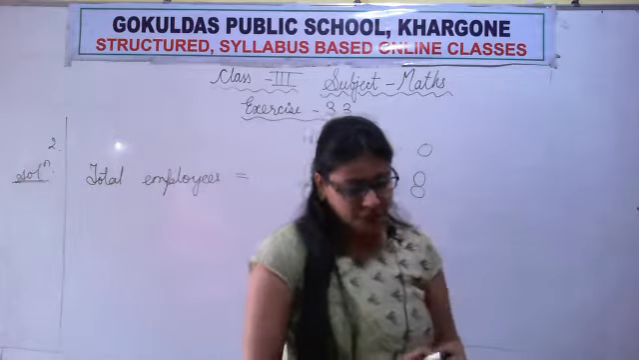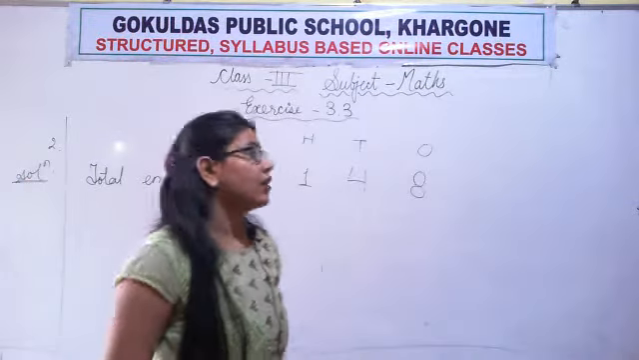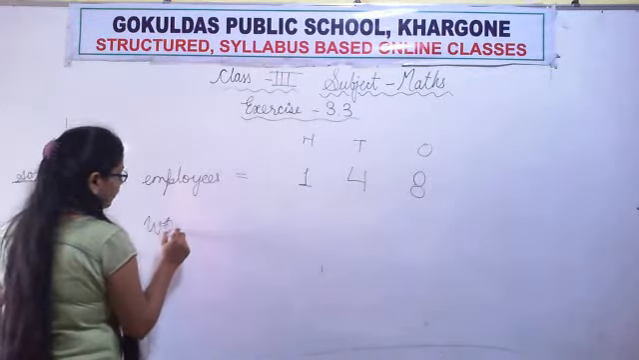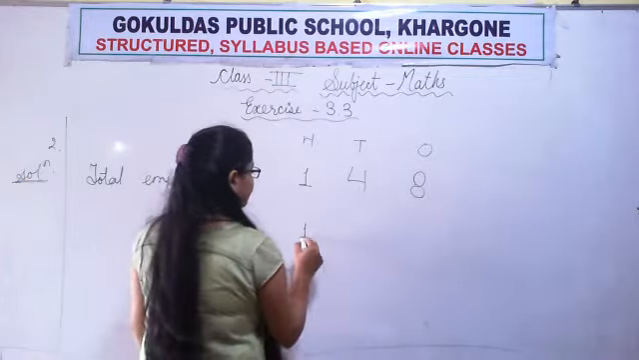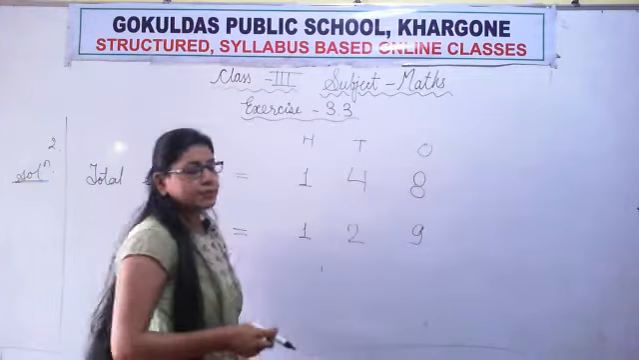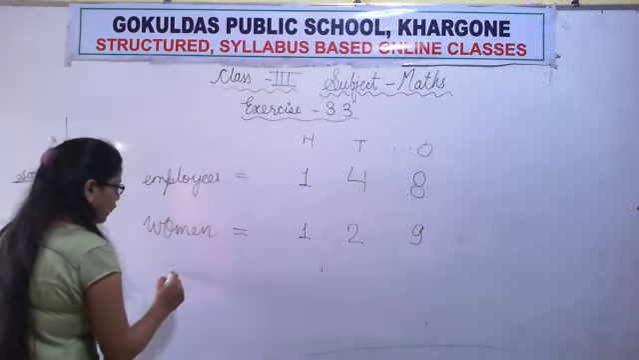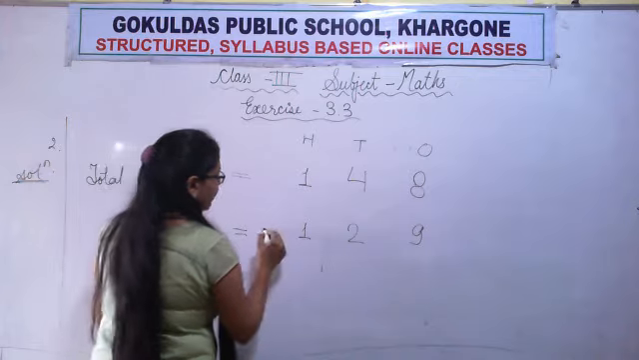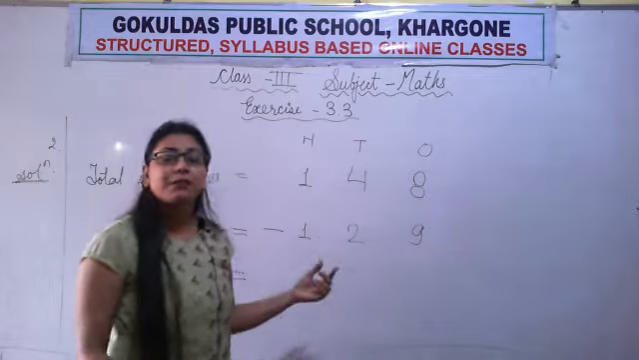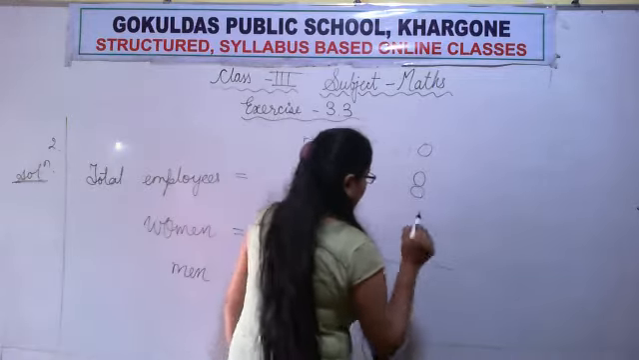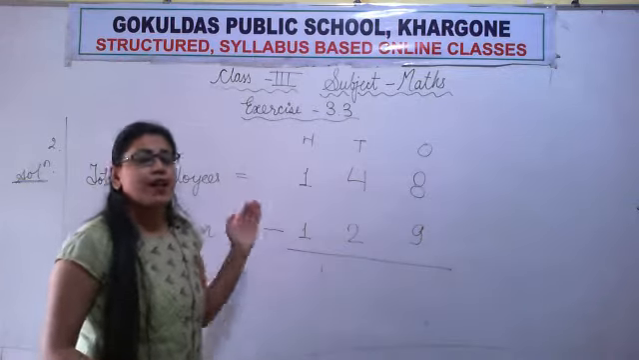Now, the next information they had given us is 129 were women. They had given us information about the number of women. So let's write that one also. Writing ones below ones, tens below tens and hundreds below hundreds is compulsory. Now next we have to find the number of men. So if we subtract the number of women from total employees, we'll get the number of men. So we'll subtract ones from ones, tens from tens, then hundreds from hundreds.